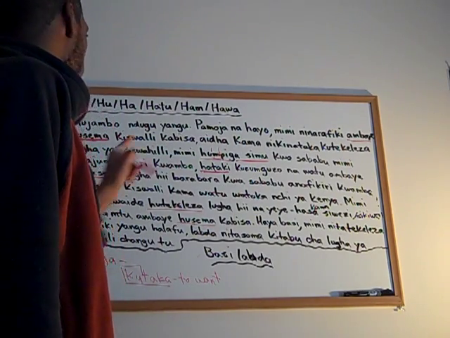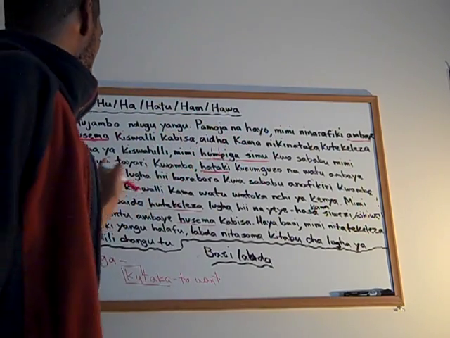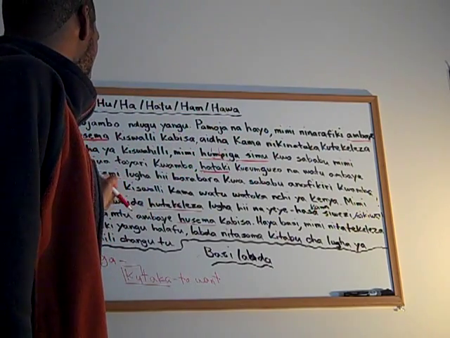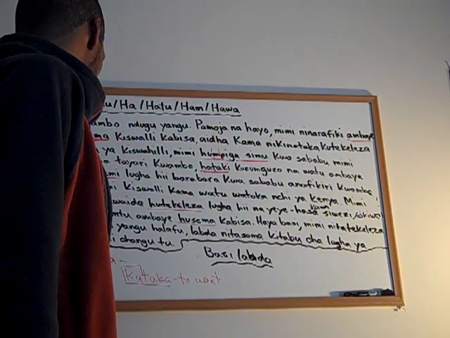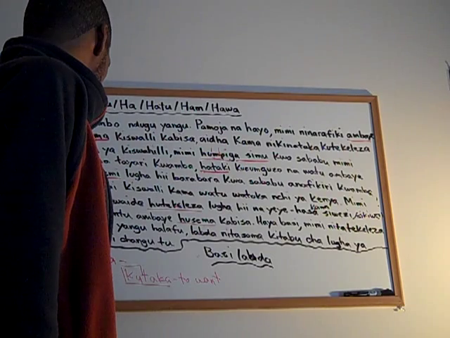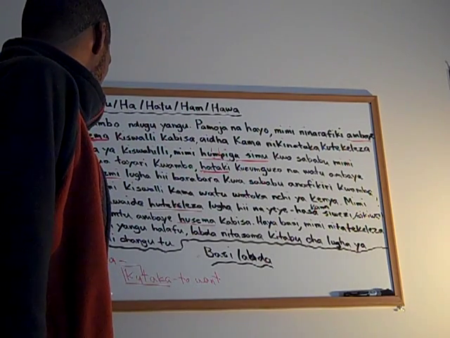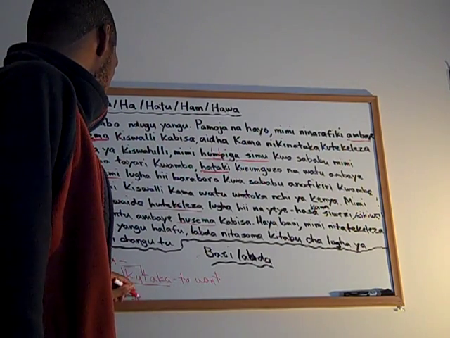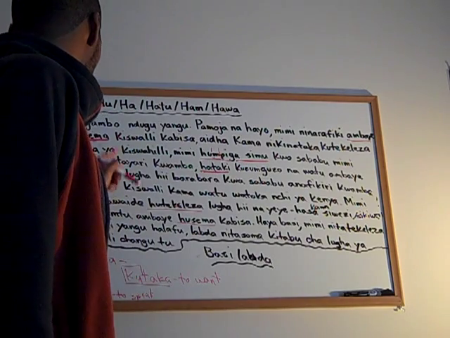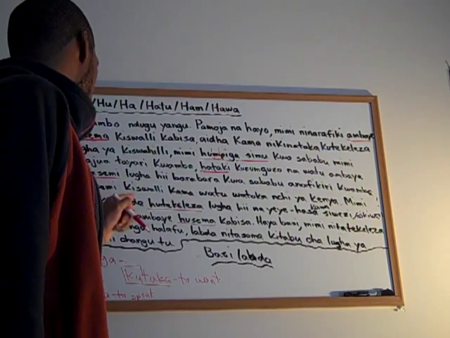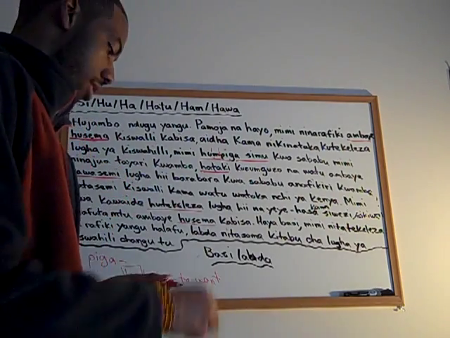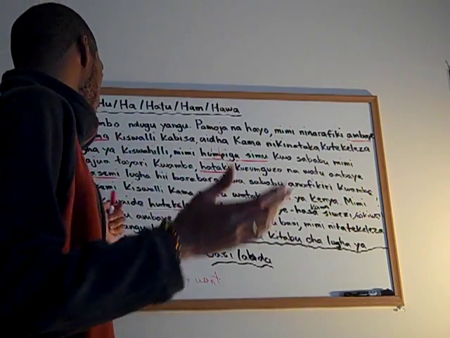Okay, so hawa is for they or people. So this is negative: hawasemi. Semi is from sema, which means speak, or if you want to put it in the infinitive form, you say kusema, to speak. So hawasemi. You see again, we dropped off the A and added an I. So hawasemi, they can't speak or they don't speak.